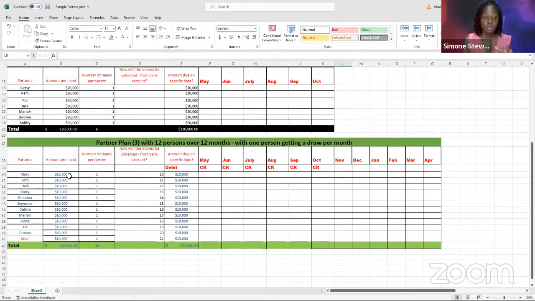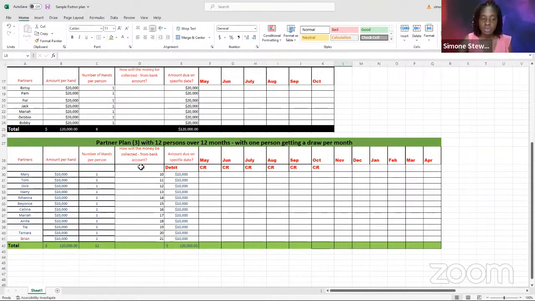Now, what we want to do, in my third column, we say each person, you call it a hand, how much money will each person come up with? And each person said they'll come up with one hand, and that one hand will have a value of $10,000. Now, you must have a way to collect all of this money, pull it together to hand it over to whoever gets the draw for the month.